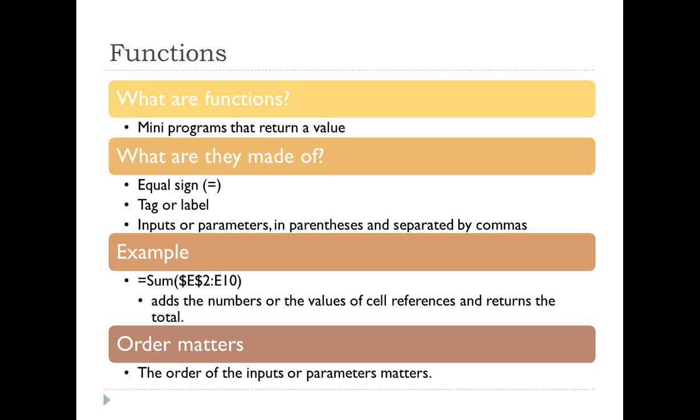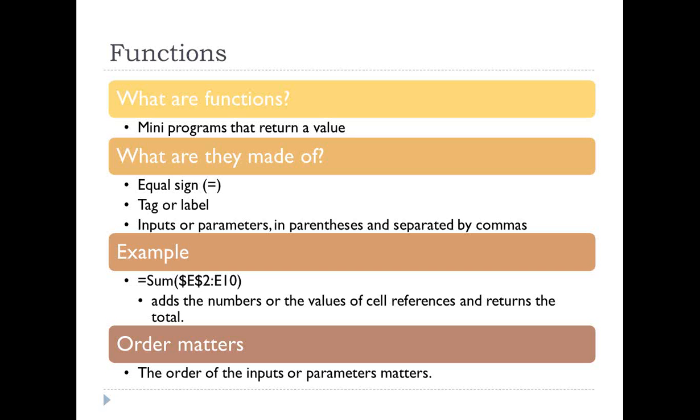If you're not familiar with the dollar signs, what that means is don't change that particular column reference or row reference when you copy and paste down a row. If I were to copy this function and put it in the row below, the function would then read SUM E2 to E11. And the next row would be SUM E2 to E12. So that's briefly why the dollar signs versus no dollar signs.